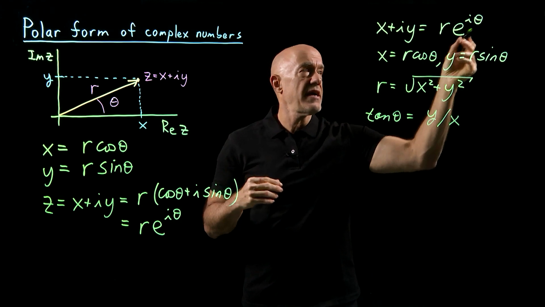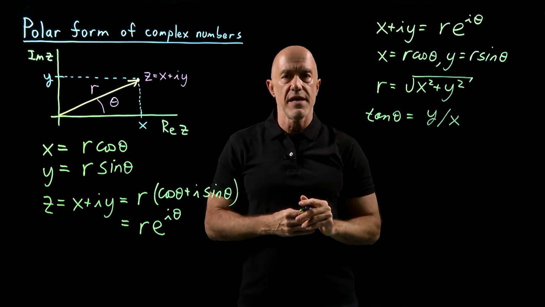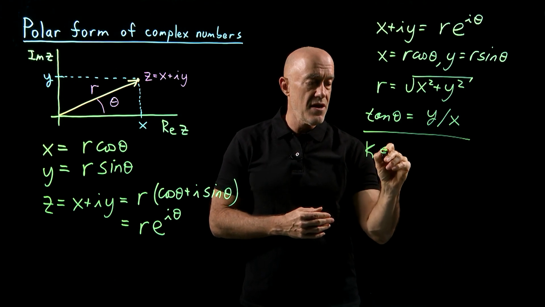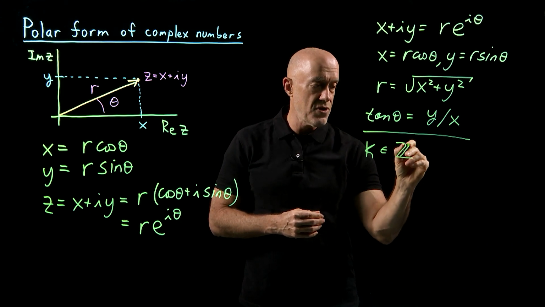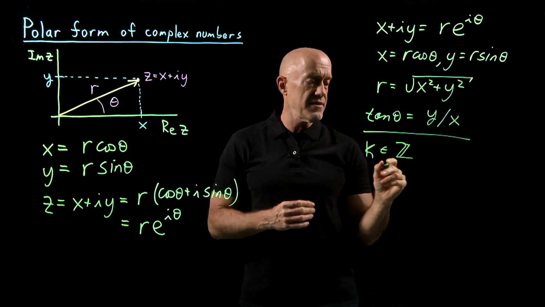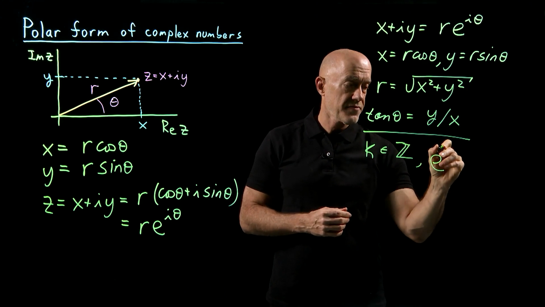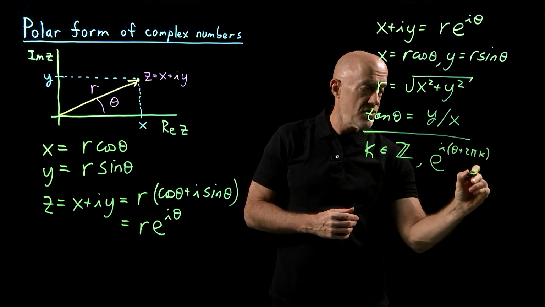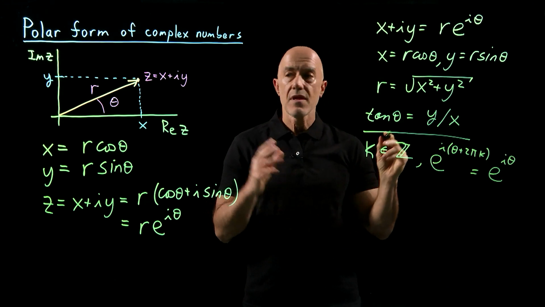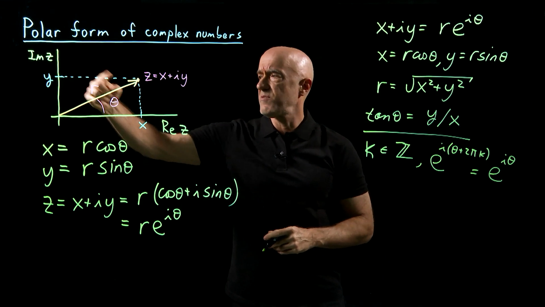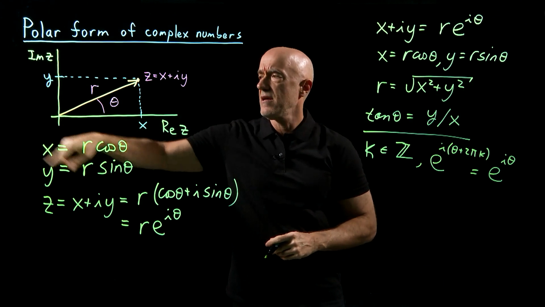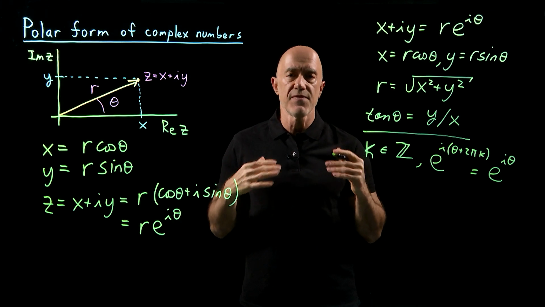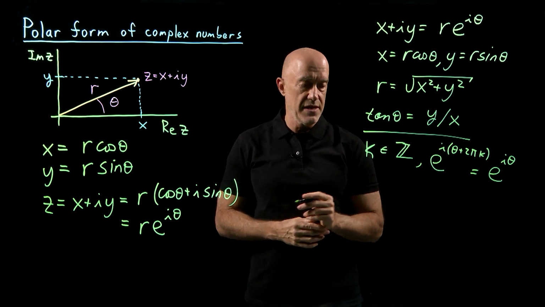Okay, this e to the i theta, because it's cosine theta plus i sine theta, is a periodic function. So we should realize that if k is an element of the integers, which we call blackboard Z, then e to the i of theta plus 2 pi k is equal to e to the i theta. So this theta angle isn't unique. You can spin it by 2 pi in any direction, clockwise or counterclockwise, and you end up with the same expression. So sometimes it's very important to remember that this theta angle is not unique.